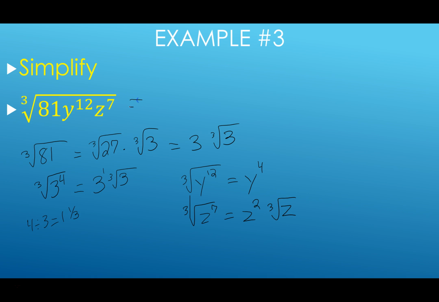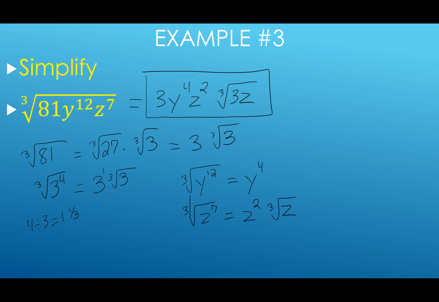So for each one of these, we have a 3, a y to the 4th, and a z squared on the outside. And on the inside, we have the cube root of 3z. The 3 and the z are what's left over. There's no y's left over because it was perfect, but the 81 and the z to the 7th are not perfect cubes, so that's why there's stuff left over in there. Again, it's a cube root, so it's an odd root, so there's no absolute value, so that is our final answer.